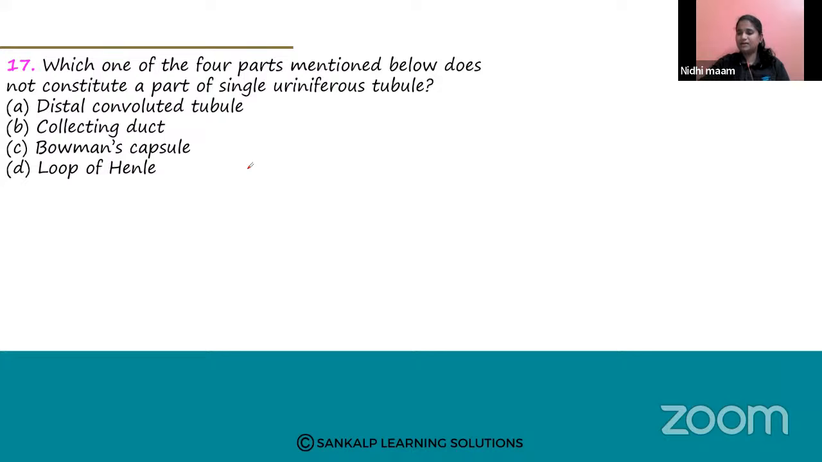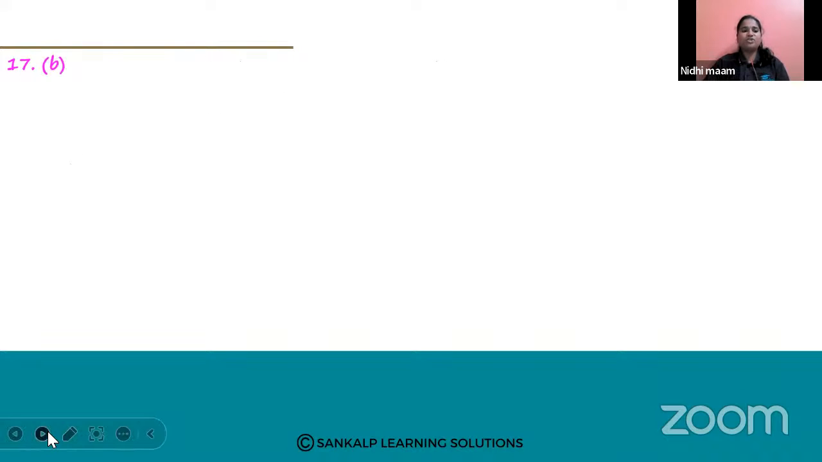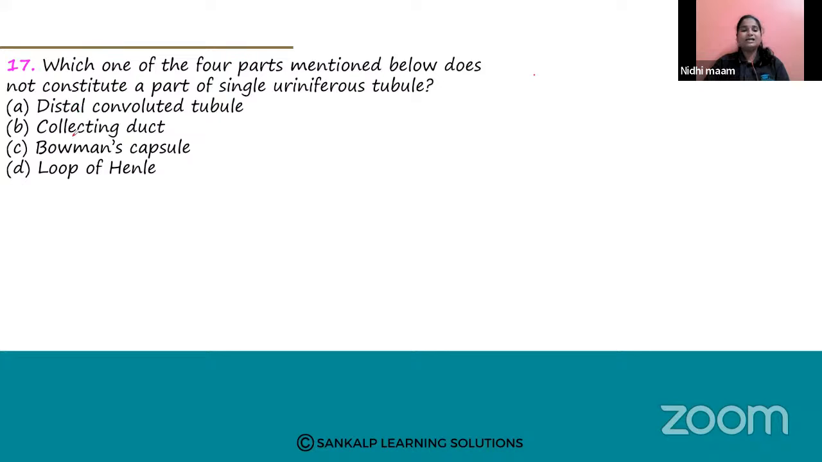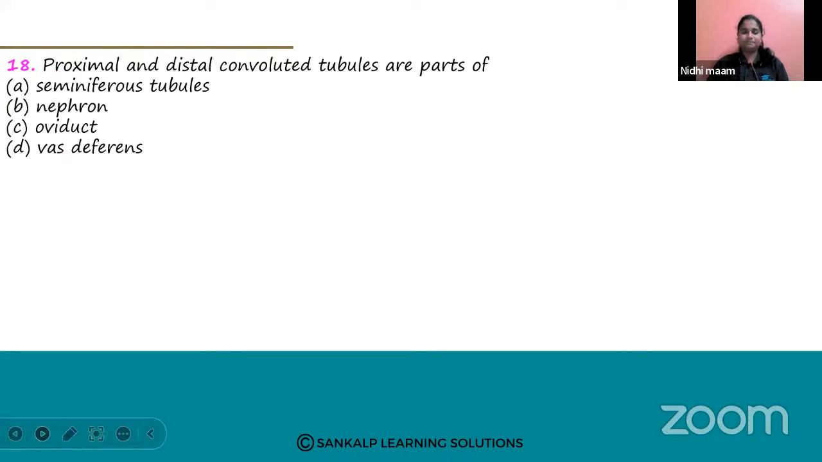Okay, the right answer is option B, that is collecting duct. The collecting duct is not part of the uriniferous tubule, because it is present in the cortex region of the kidney. In the medulla part there are tubules, so there we can see uriniferous tubules. So option B, collecting duct, is the right answer.